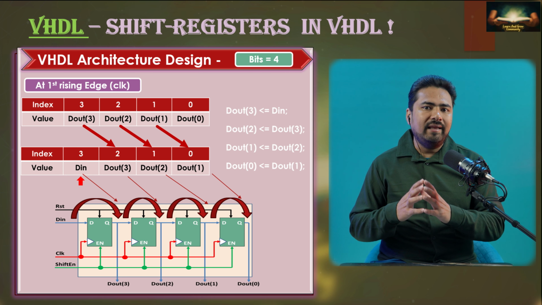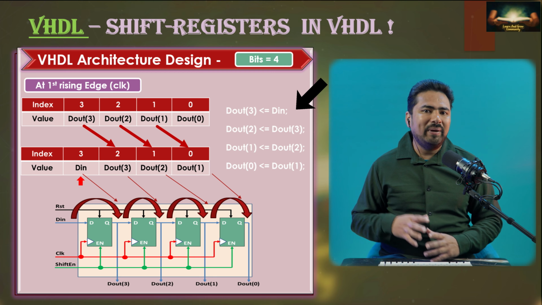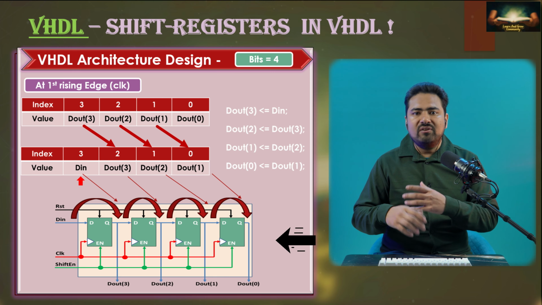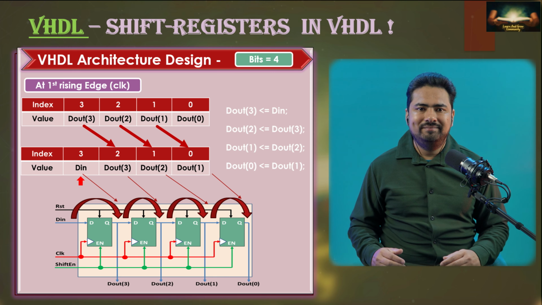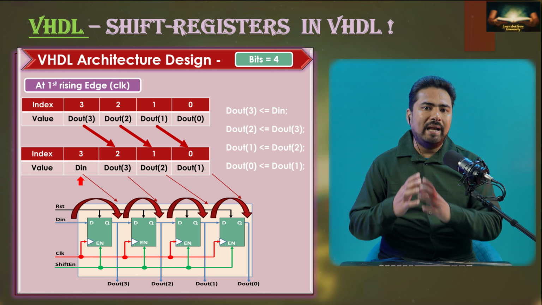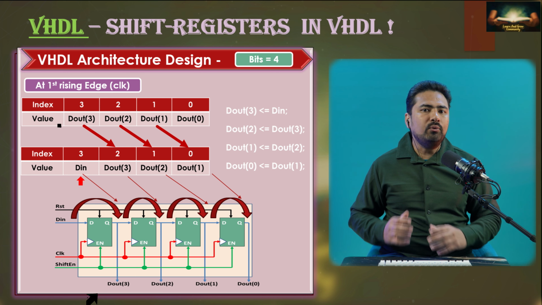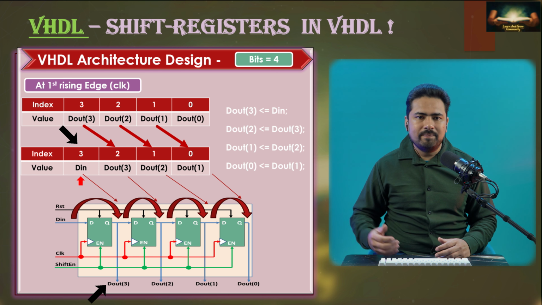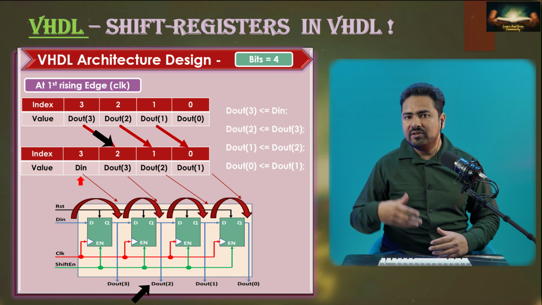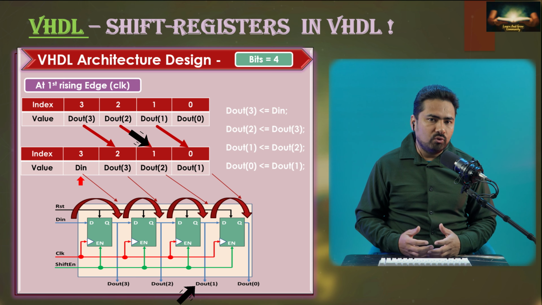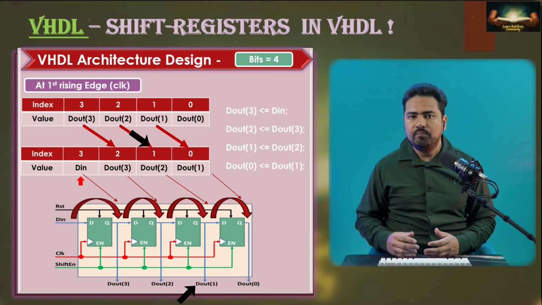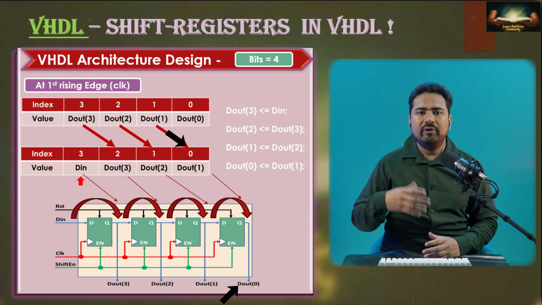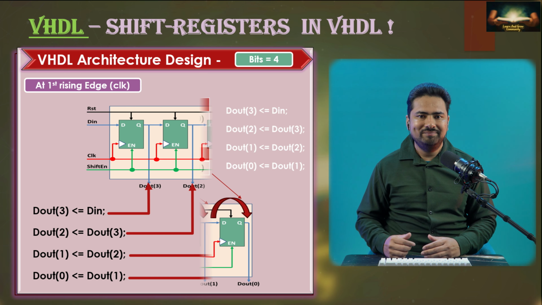So we understand that we can write each element like this, and this is the visual presentation of it. We start the assignment from left. So first, D out 3 will get D in. Then D out 2 will get D out 3. Then D out 1 will get D out 2. And finally, D out 0 will get D out 1.